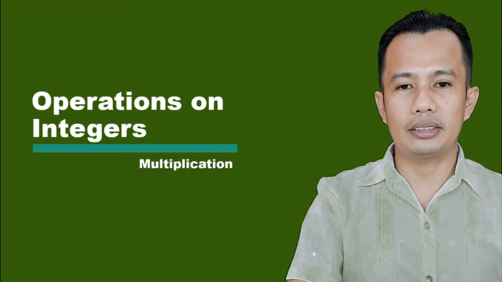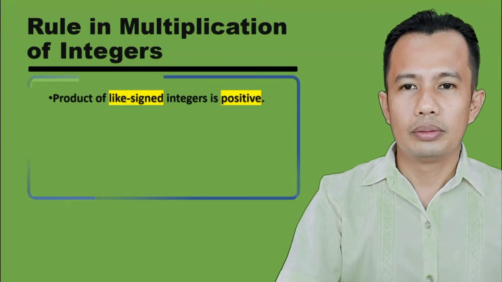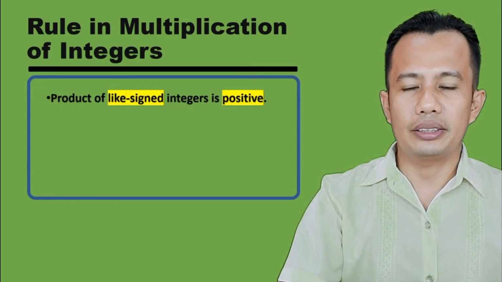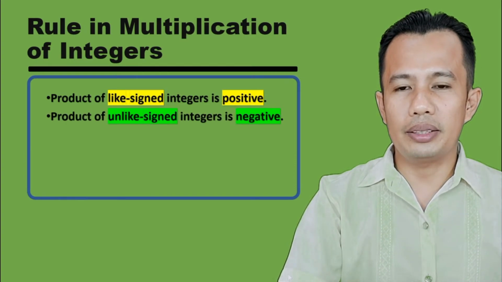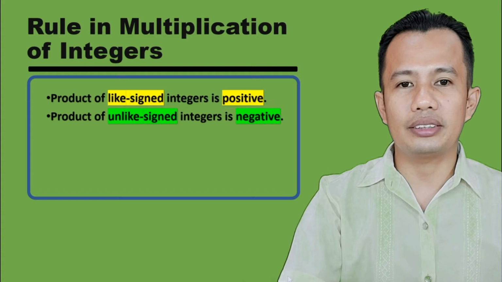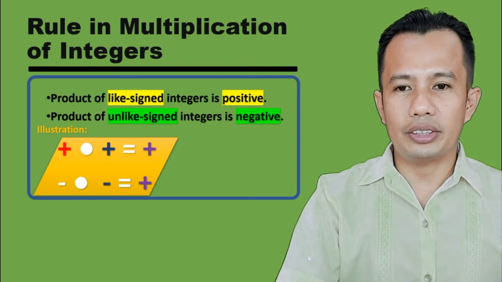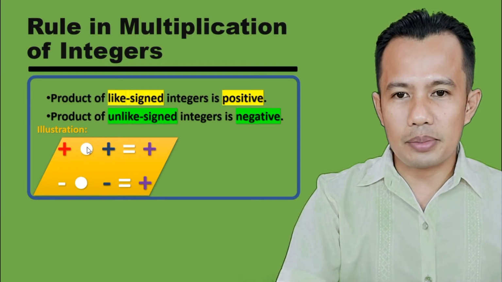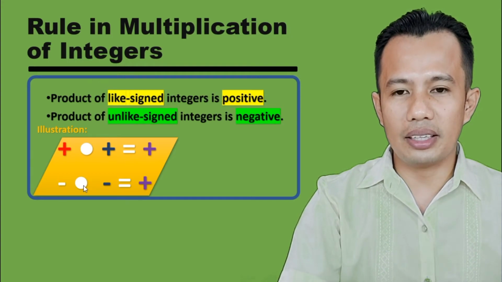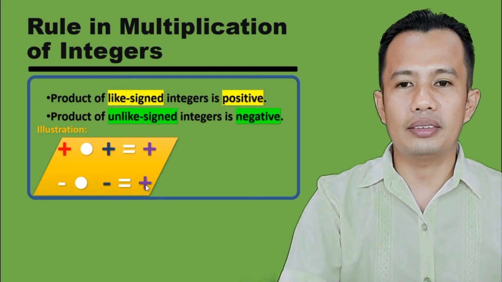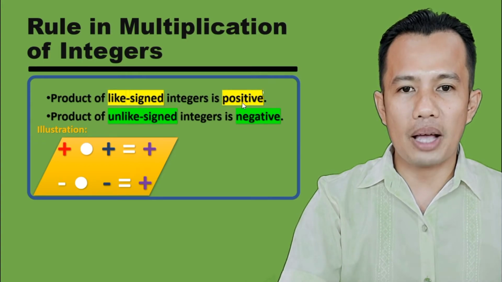Operations on integers. Now we are on multiplication. Rule in multiplication of integers: product of like-signed integers is positive, while the product of unlike-signed integers is negative. Remember that. For illustration, positive times positive is equal to positive. Negative times negative is equal to positive. In short, the product of like-signed integers is positive.